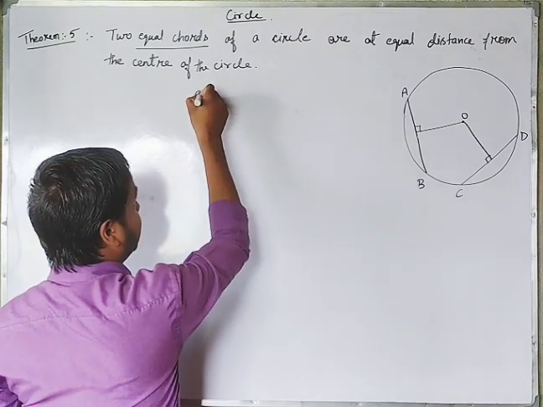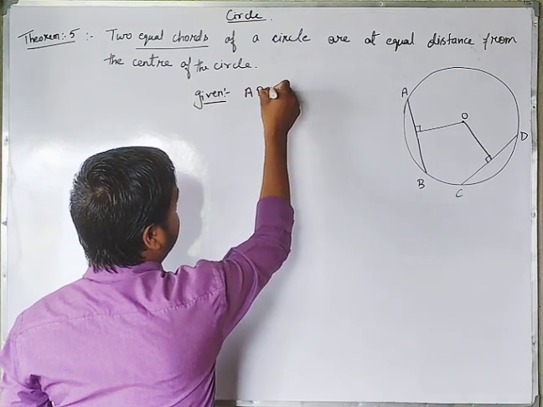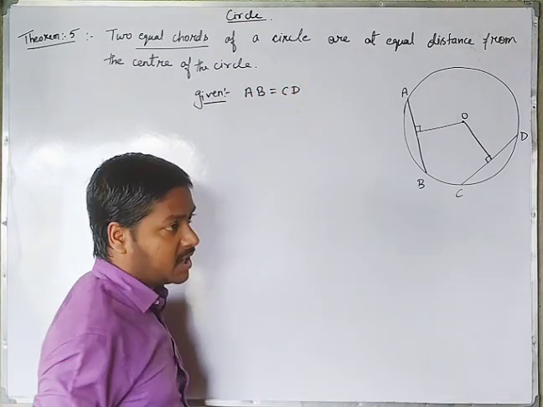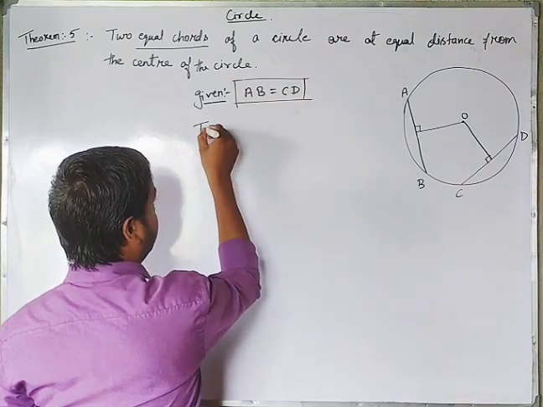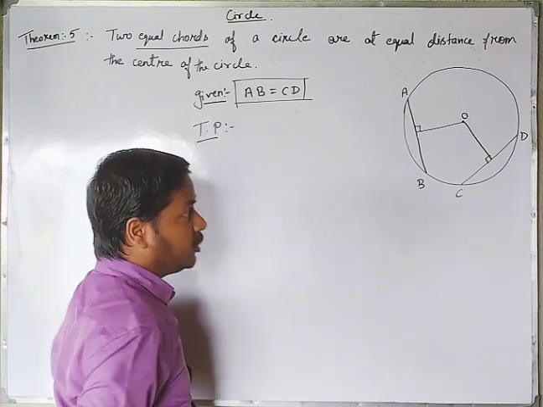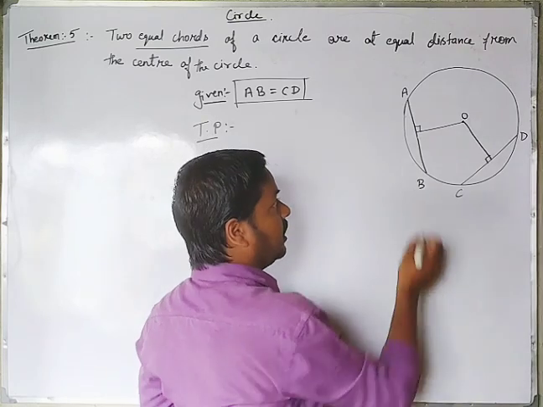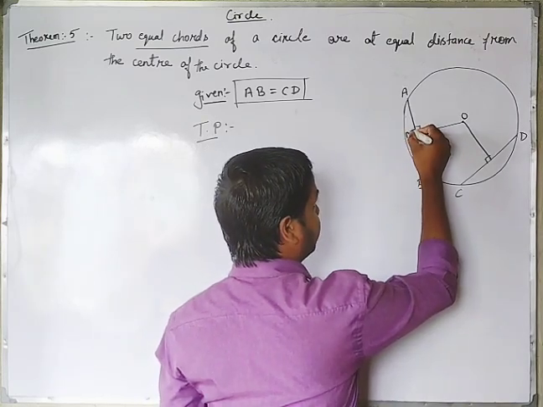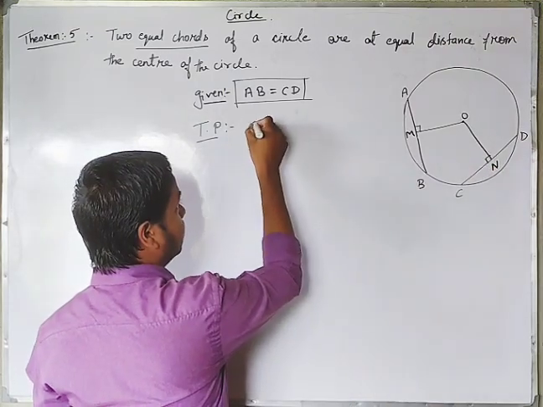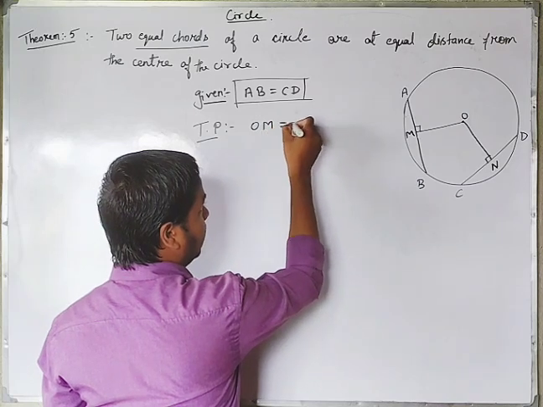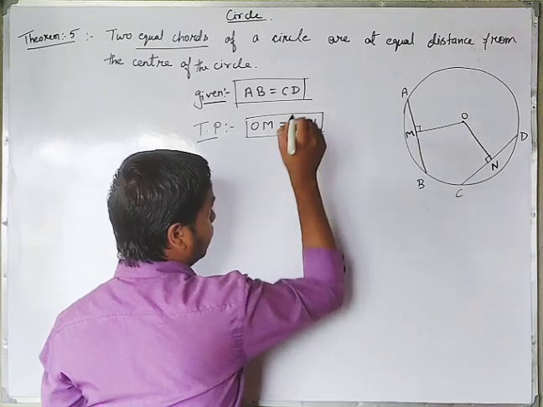So here, it is given that AB is equal to CD. Two chords are equal. This part is given. What to prove? We need to prove that these two chords are at an equal distance from the center. Let the feet of the perpendiculars be M and N. Then we have to prove that OM is equal to ON.